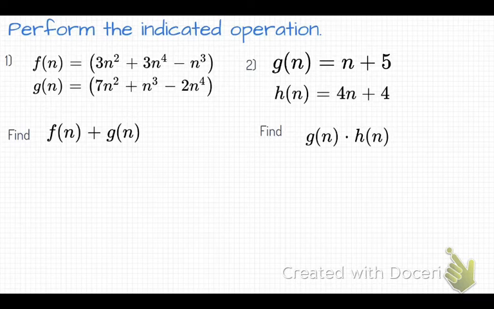So it says, number 1, f of n equals 3n squared plus 3n to the 4th minus n cubed. Copy this down. And g of n equals 7n squared plus n cubed minus 2n to the 4th, okay? What operation am I doing for number 1?